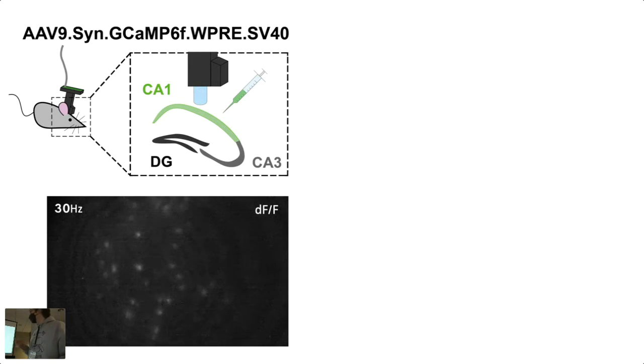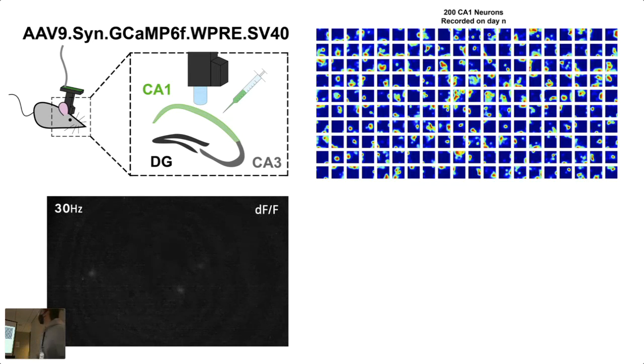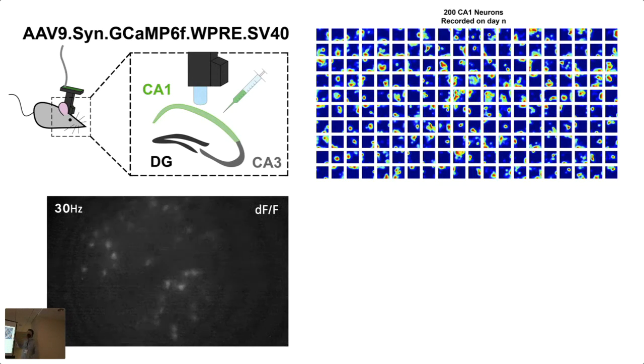So we can actually identify hundreds of neurons in these recordings, up to 1,000 in a single animal, and we can track them over a long period of time. Here's 200 CA1 neurons, and they're rate maps. We've been staring at these a lot for the last couple of hours.